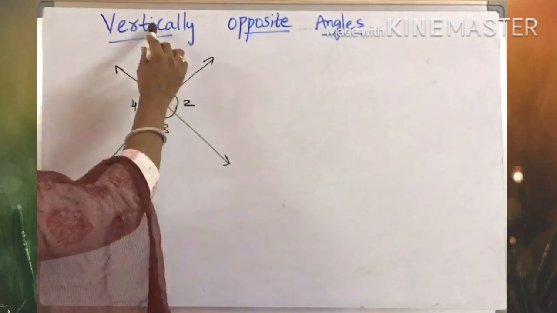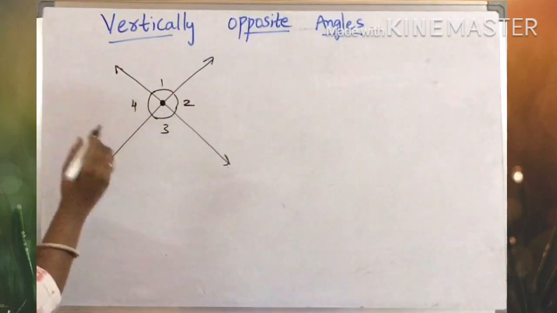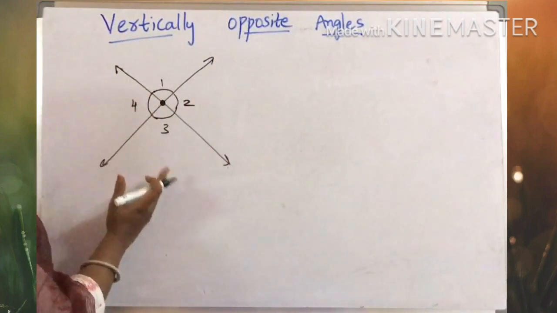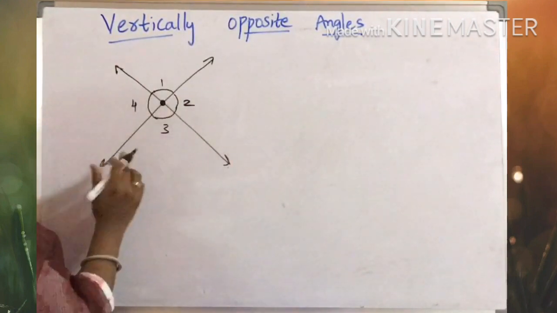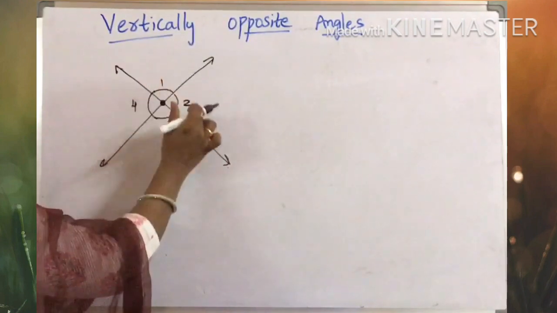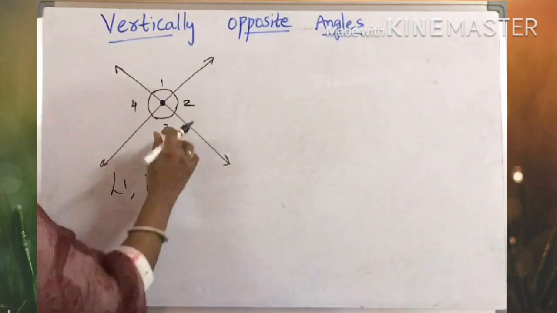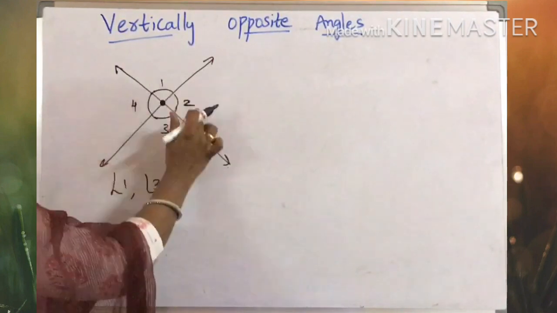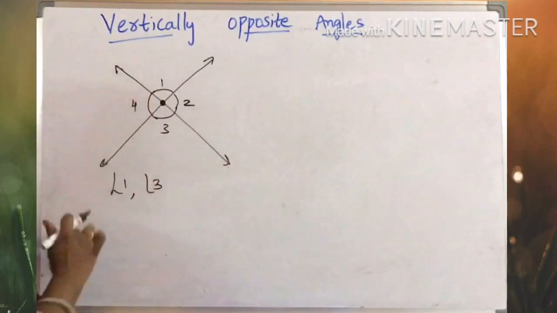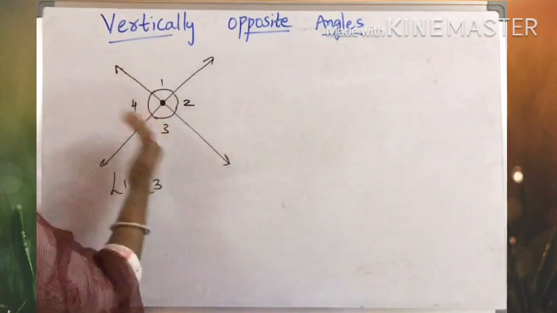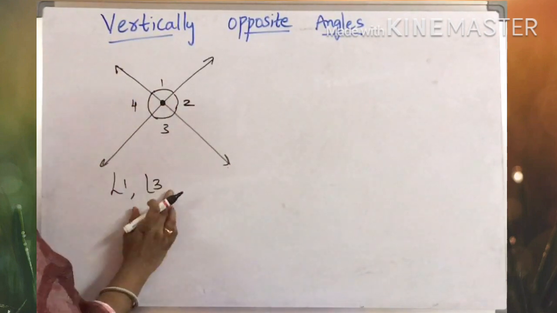Here, vertically opposite, in the name itself it's easy to find: the angles which are formed just opposite to each other. Coming to here, 1 and 2 are what? Adjacent. And 1 and 3 are opposite, meaning they are not adjacent. Here 1 and 2 are adjacent, 2 and 3 are adjacent, but 1 and 3 are not adjacent. They are opposite to each other. So here 1 and 3 are one pair of vertically opposite angles.